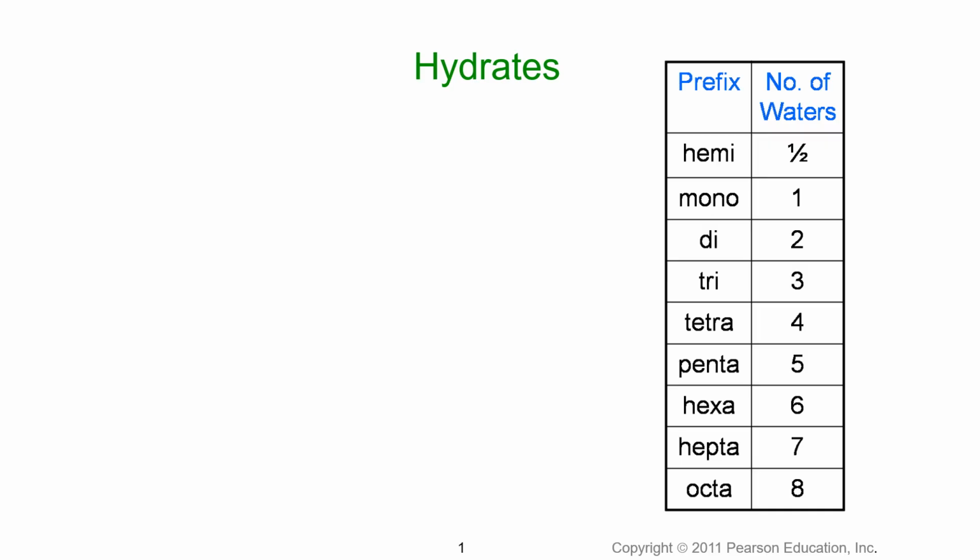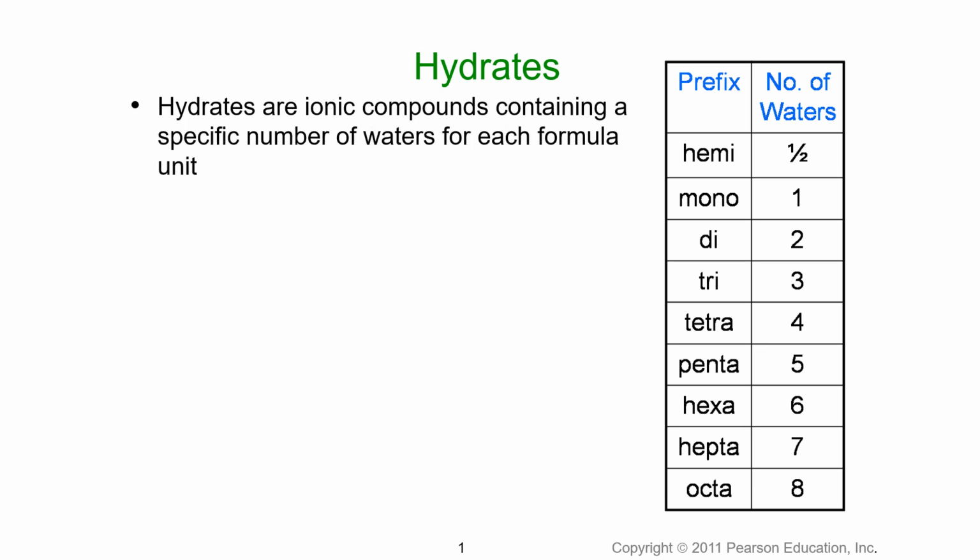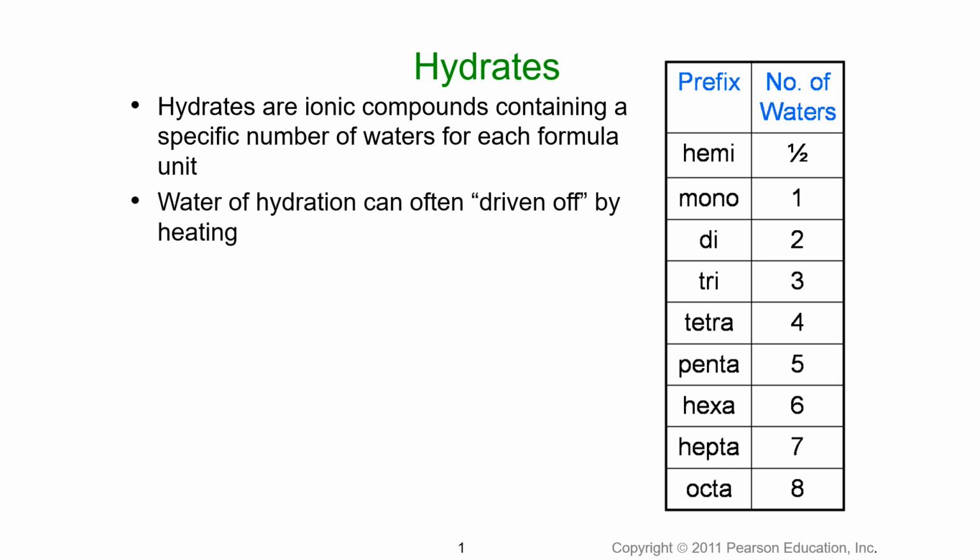Hydrates are an extension of ionic compounds, and just like the word hydrate implies, it means that there's water that is incorporated into the ionic compound's formula. So there's a specific number of waters for each formula unit, or another way to say that is for each empirical formula number of elements, there's a specific number of water molecules.